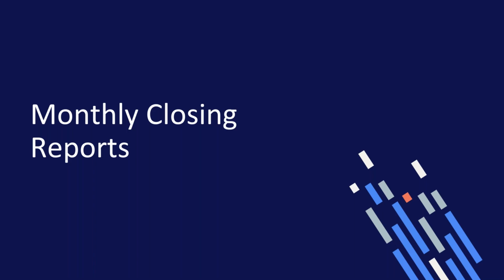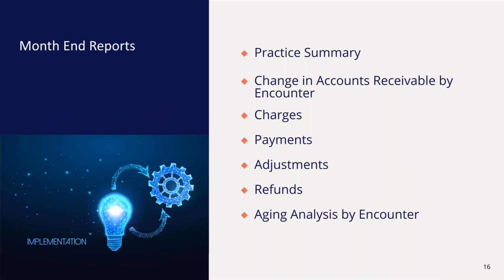Now that we have reviewed the how and when to run our month-end reports, let's go over what reports we should be running. There are 7 reports total that are recommended to run. They are practice summary, change in accounts receivable by encounter, charges, payments, adjustments, refunds, and aging analysis by encounter.